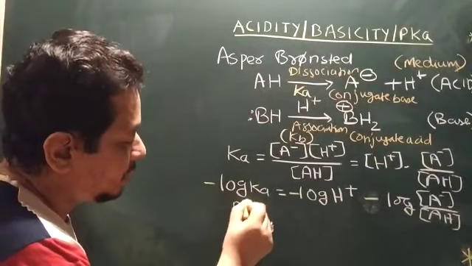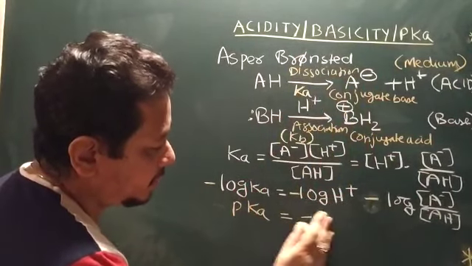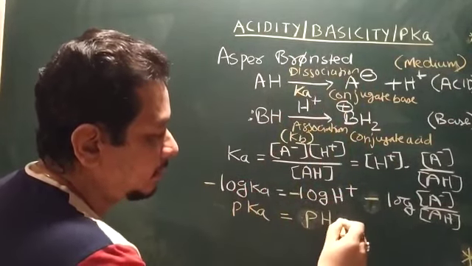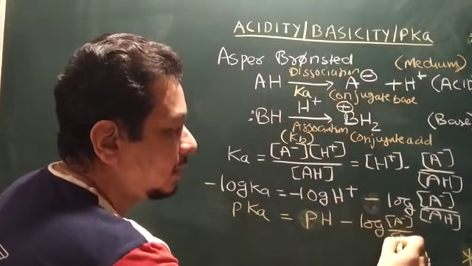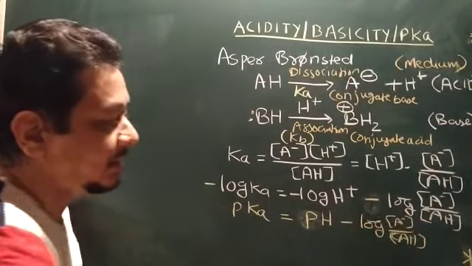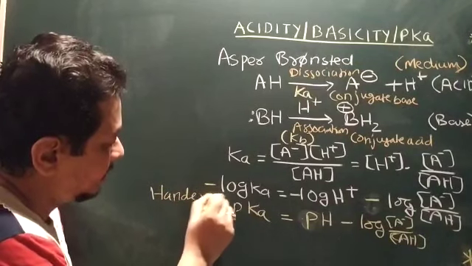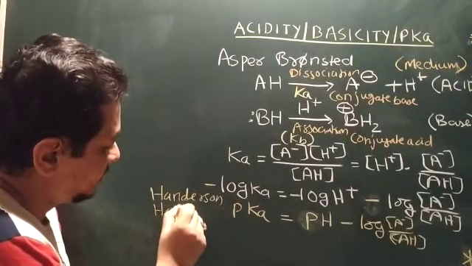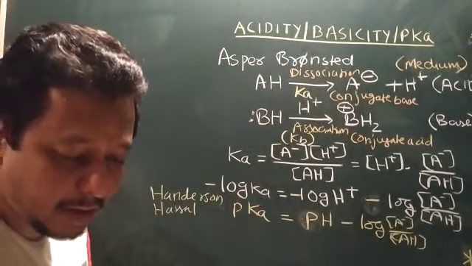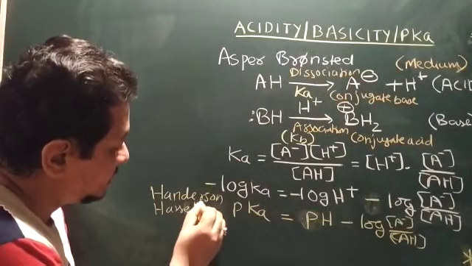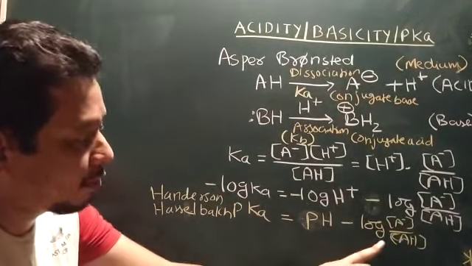Minus log K is known as pKa, minus log H is pH, minus log of A minus upon AH. And this is the famous Henderson-Hasselbalch equation. I hope I do not write the spelling wrong. Hasselbalch equation. This is very famous, and this is for acid.